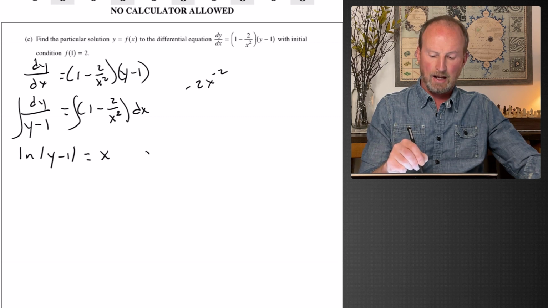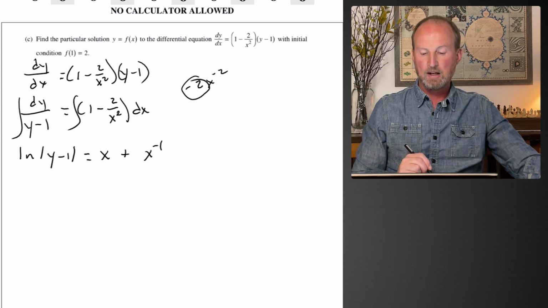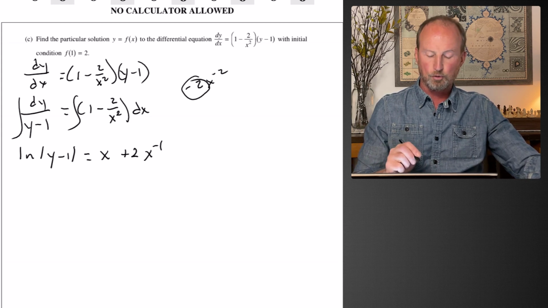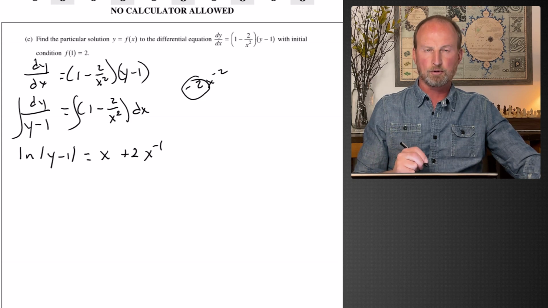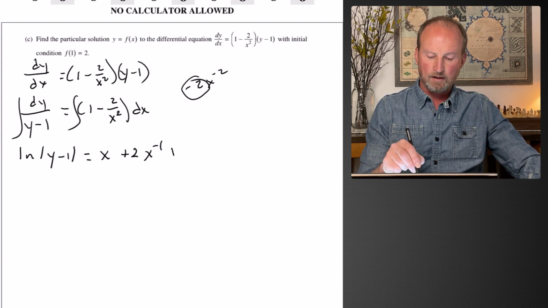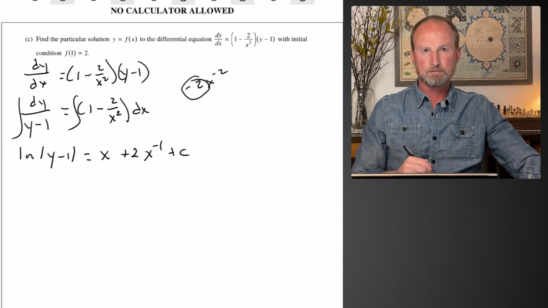The rule I use is I add 1 to the exponent. So a -2 becomes a -1. I divide the old coefficient of a -2 by a new exponent of a -1, and I get a +2. Add 1 to the exponent, divide the old coefficient by the new exponent. That's the rule I use in my head. And when I talk myself through it, add 1 to the exponent, divide the old coefficient by the new exponent. Okay, and then the all important plus c. I have a general solution.